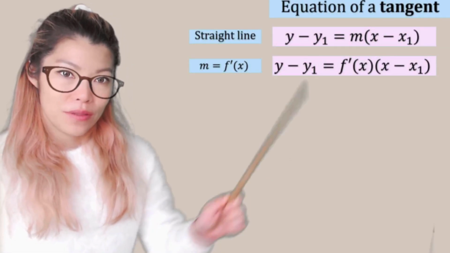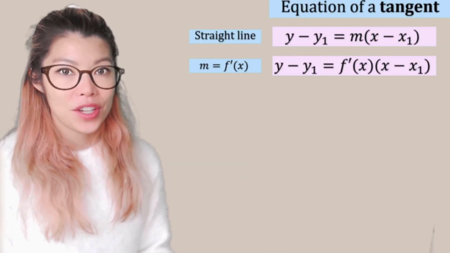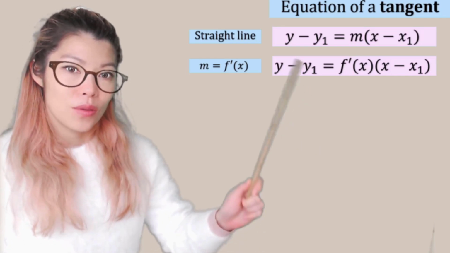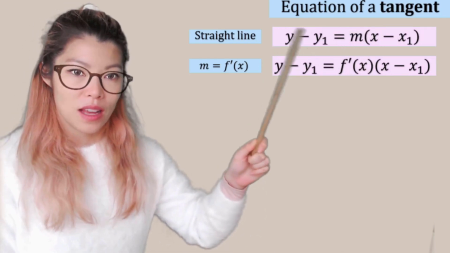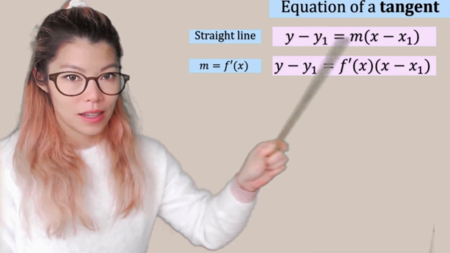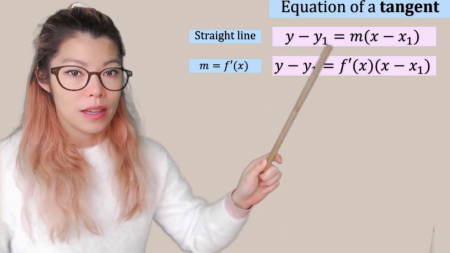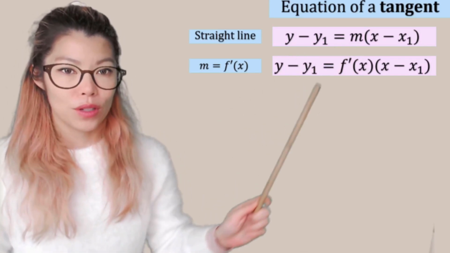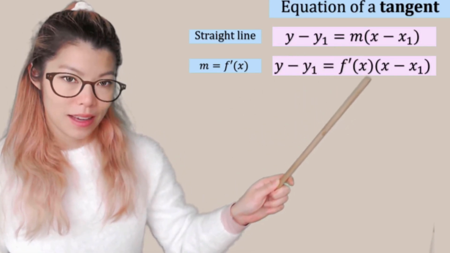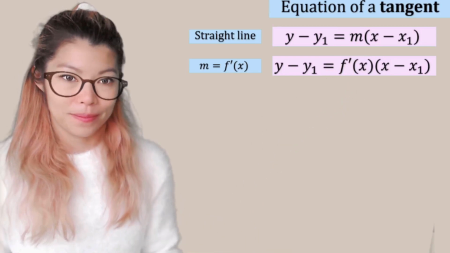Here we have an equation of a tangent. Remember that a tangent line is a straight line, so we're using the same equation we've seen in year 8, 9, and 10. This is a linear line where you substitute x1 and y1 and the gradient m. But instead of writing m this time, we're going to write f dash x. That is the same as the gradient.